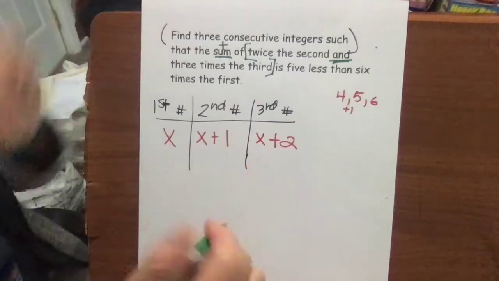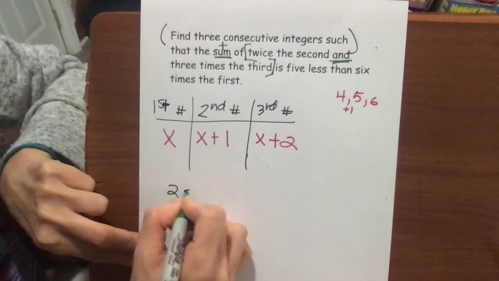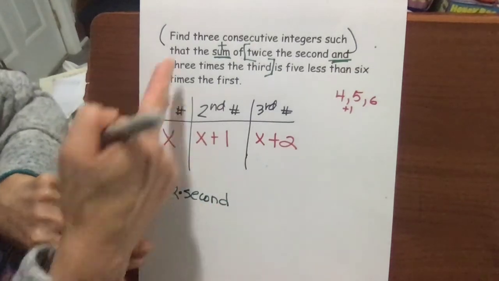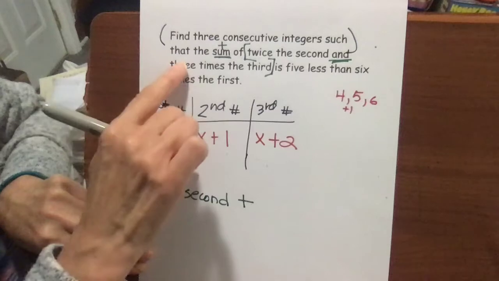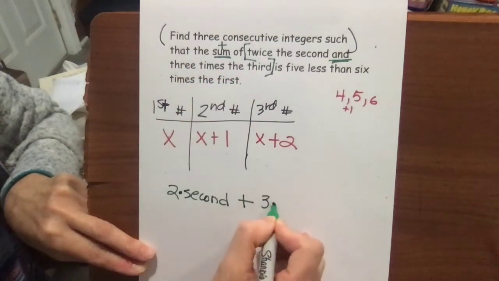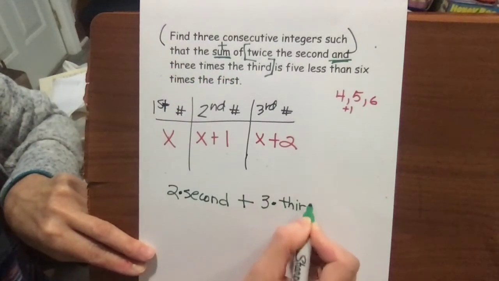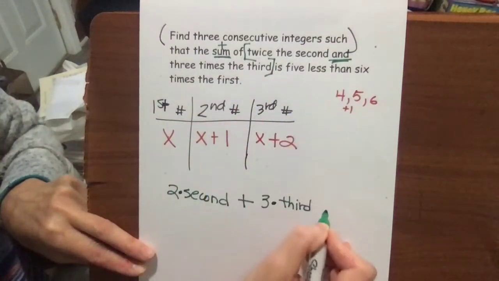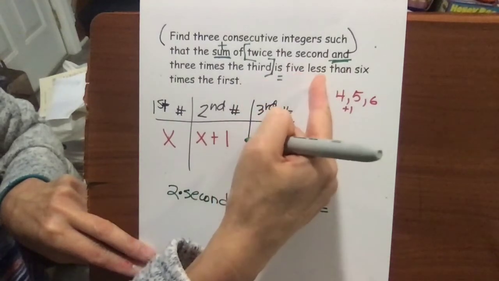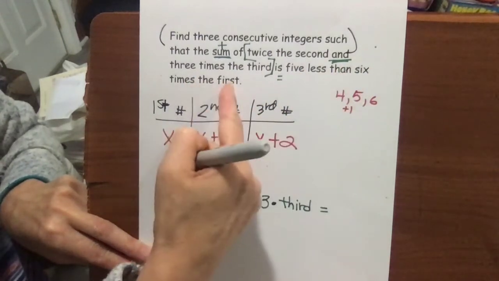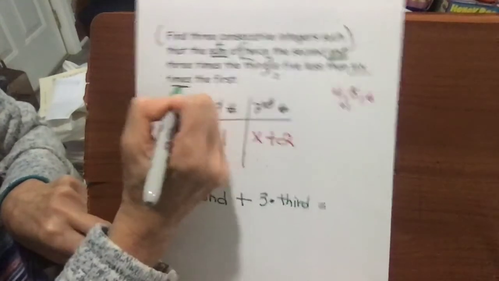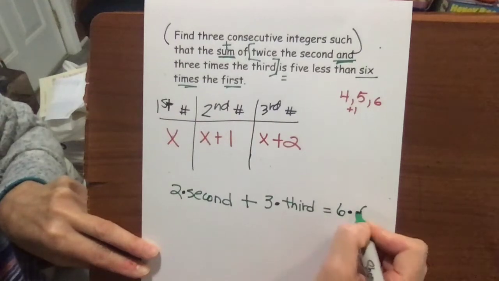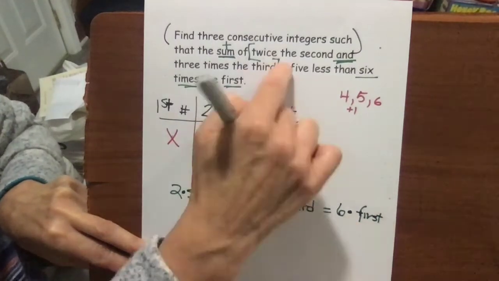So twice the second, well, 2 times this. Don't write that in the table. So let's write it in words. 2 times the second, okay? And, meaning plus, that's our sum. 3 times the third. So 3 times the third number. Well, we see which one's first, second, and third, so that's good. Is equals 5 less than 6 times the first. So 6 times the first we know. So that's 6 times the first number. And it's 5 less than that.